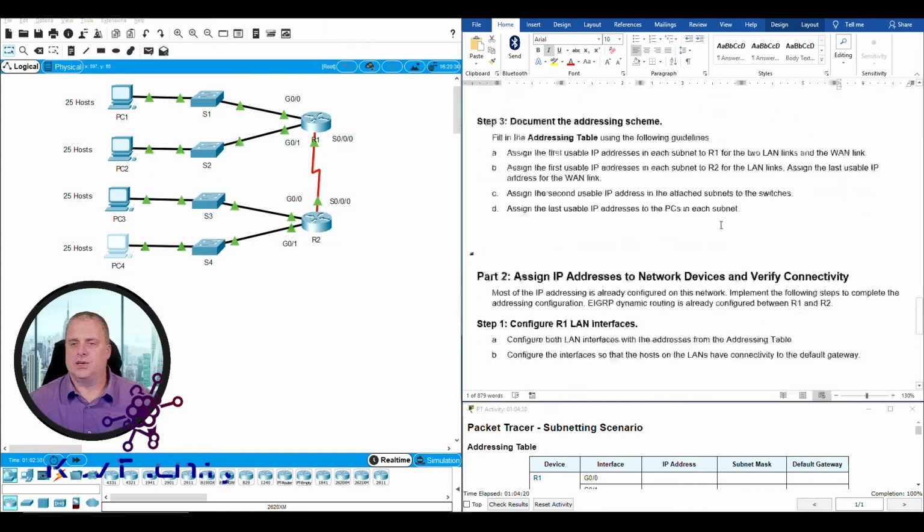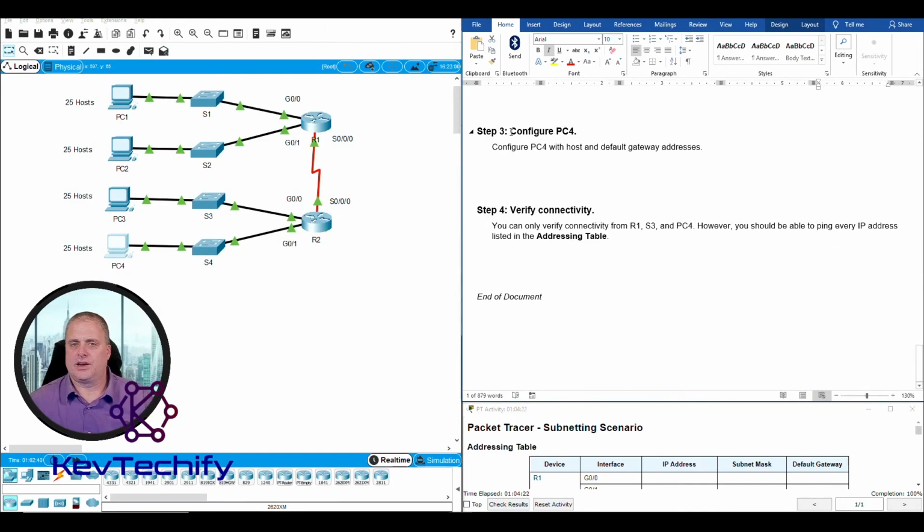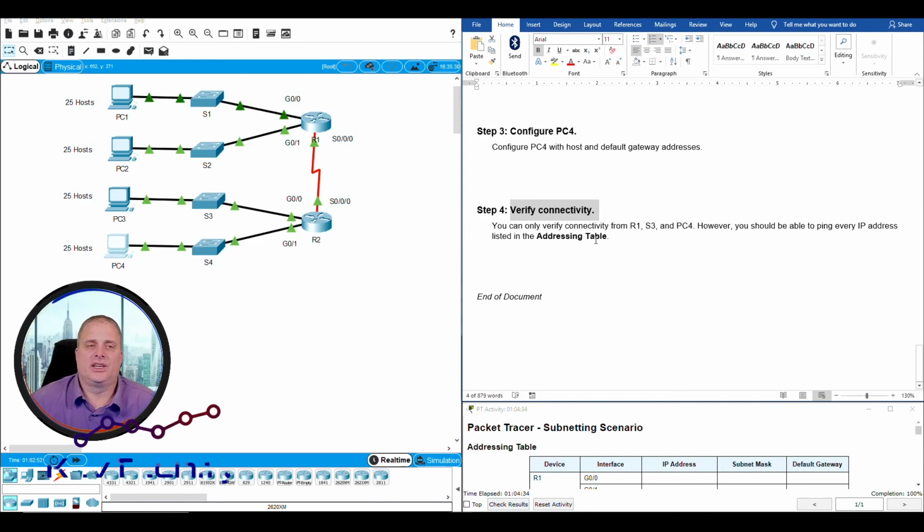Let's scroll down here. That takes care of step 3. Step 4, verify the connectivity. You can only verify connectivity from R1, S3, and PC4. However, you should be able to ping every IP address listed in the table. What they did is only give us access to R1, S3, and PC4.